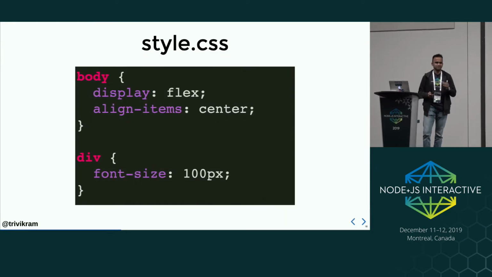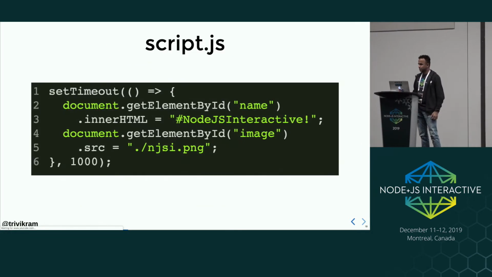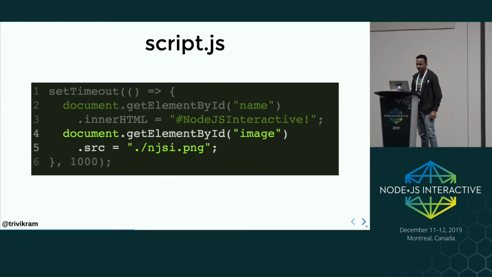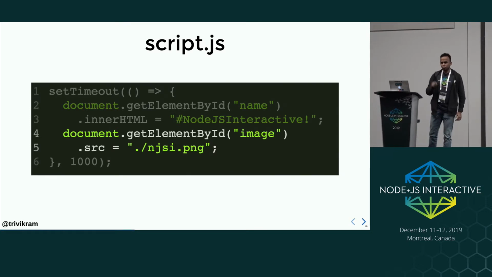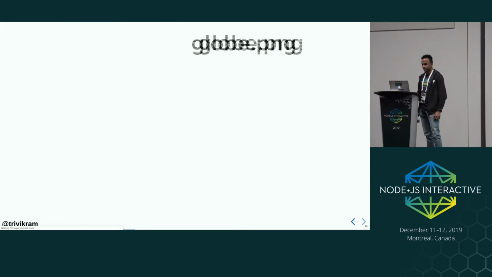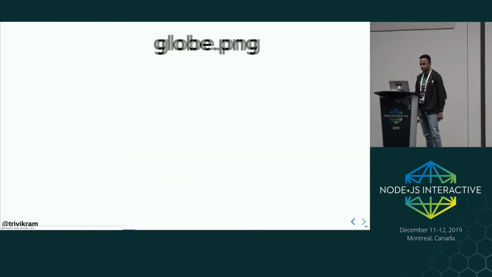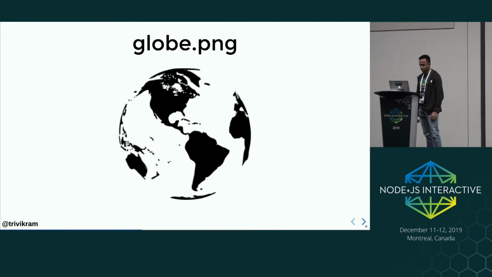style.css is just CSS, like body display flex, whatever. What the script does is find the name and change it to Node.js Interactive, because we had Node.js Interactive. It will say hello Node.js Interactive, and it will change the globe image to the Node.js Interactive image after 1 second. Wait for a second. And this is just a globe image.